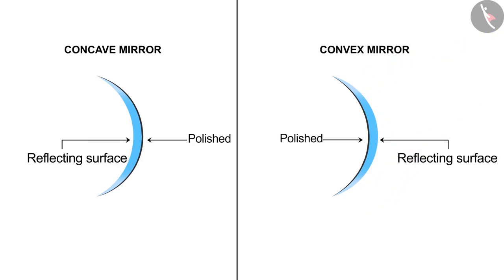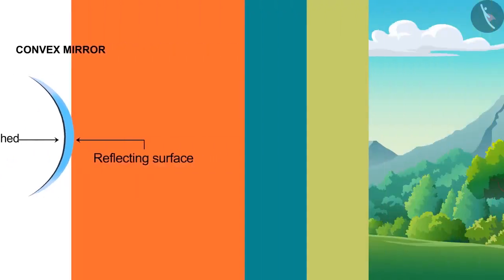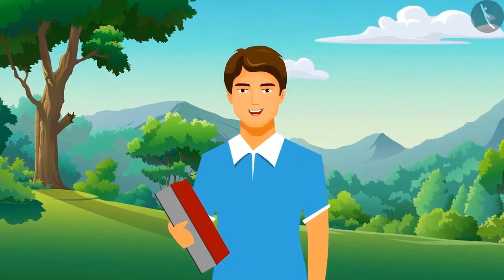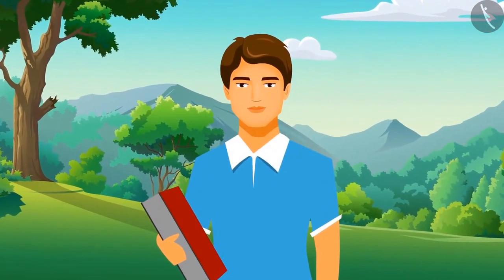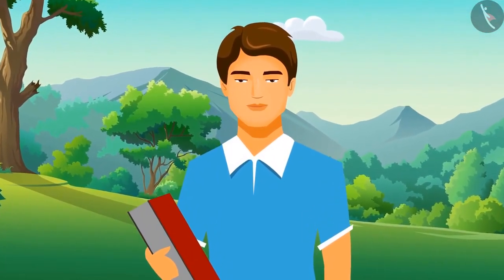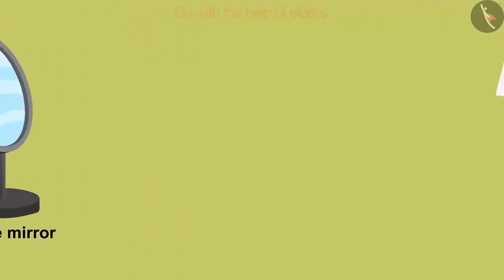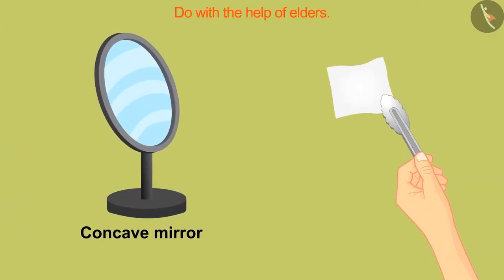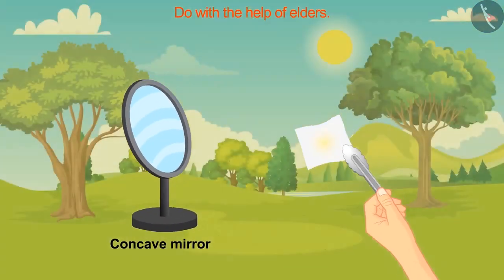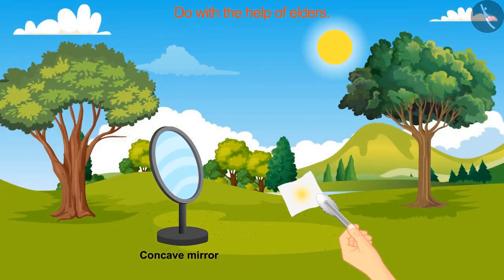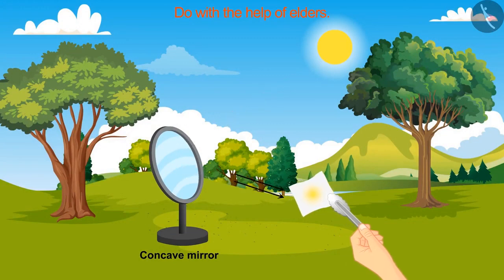Let us try to understand the spherical mirror with another activity. Hello friends, I came again. Now I will show you something with the help of a magical activity. A concave mirror and a paper would be needed to perform it. I will place the concave mirror in such a way that the rays of the sun, after getting reflected by it, directly fall on the paper.